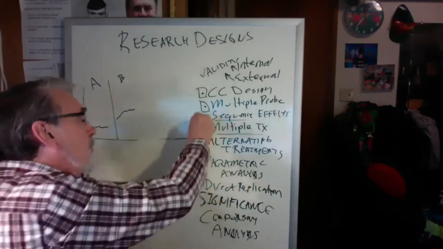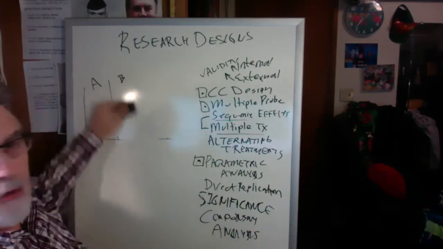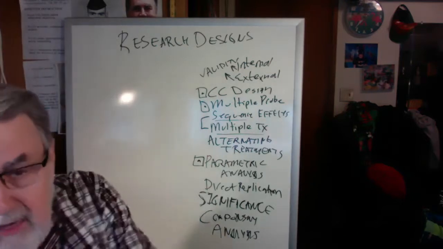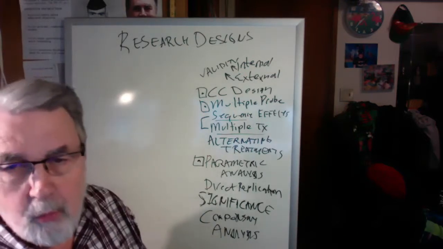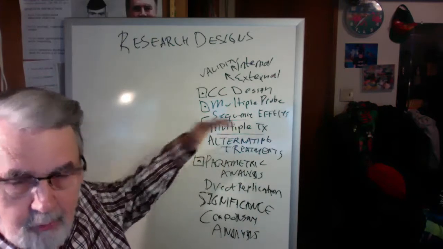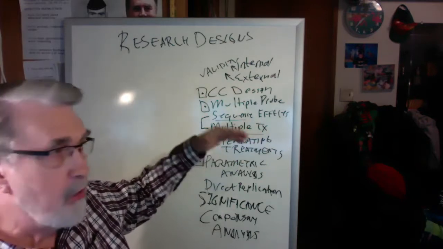And that brings these two concepts into it. Now, the next design is called alternating treatments. Alternating treatments has the advantage of being able to test more than one thing at a time. With the multiple baseline, we're testing one treatment over a period of time with 2 or 3 different behaviors, or 2 or 3 different children, or 2 or 3 different settings.